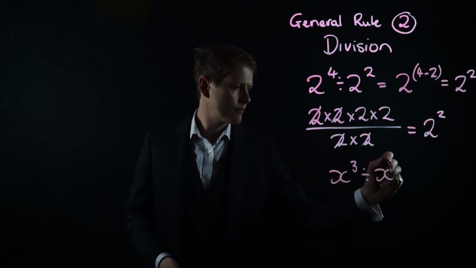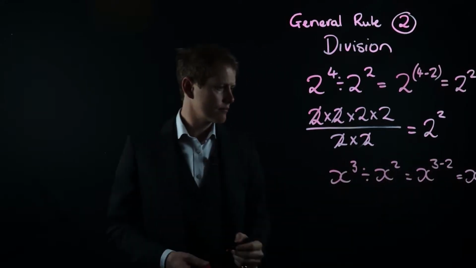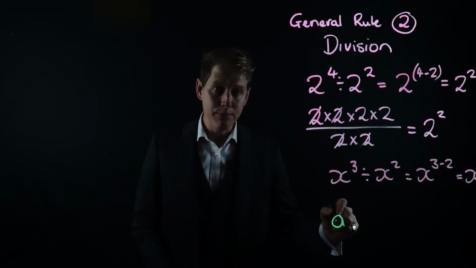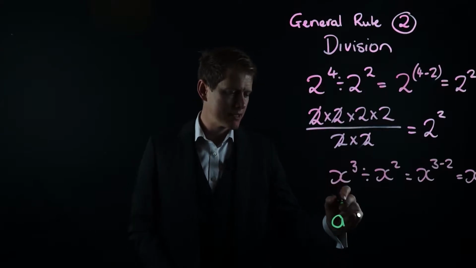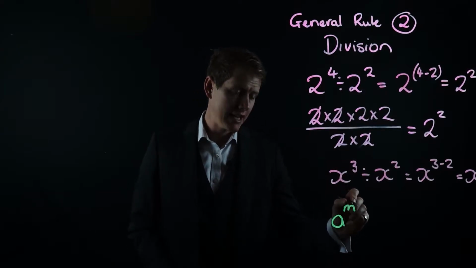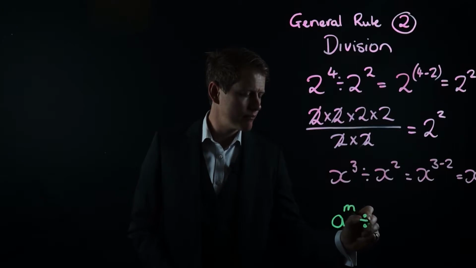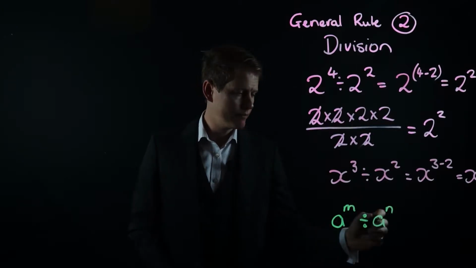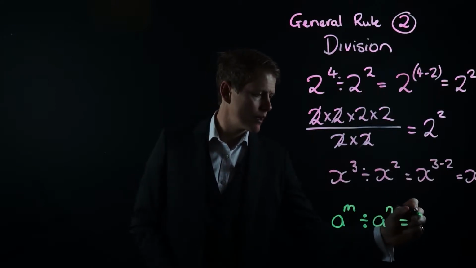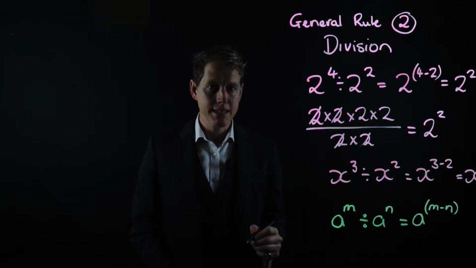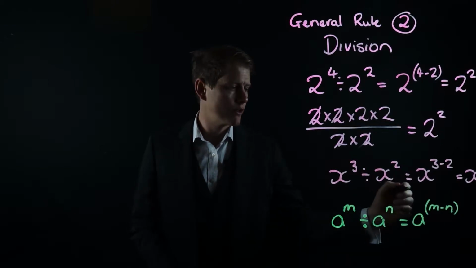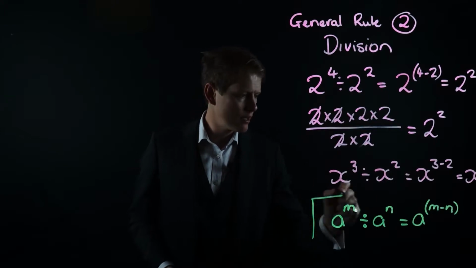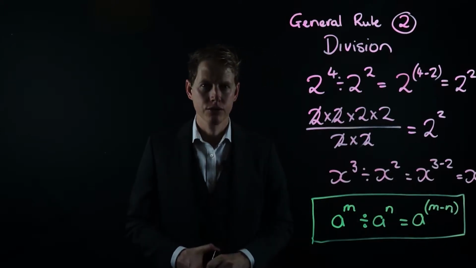So, in general, if we've got any base, any number to the power of any number, and we're dividing it by any number to the power of another number, we can simplify it by doing our base stays the same, and when we're dividing, we subtract the index numbers from each other. This is our second general rule.